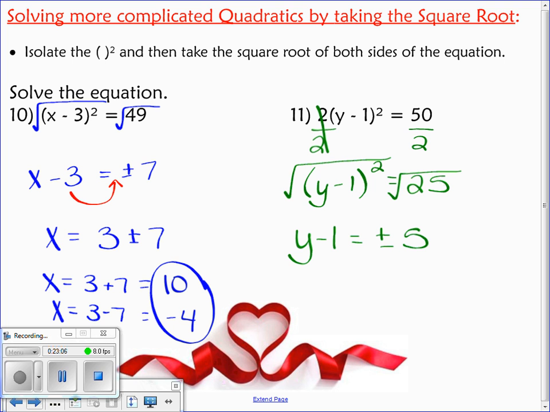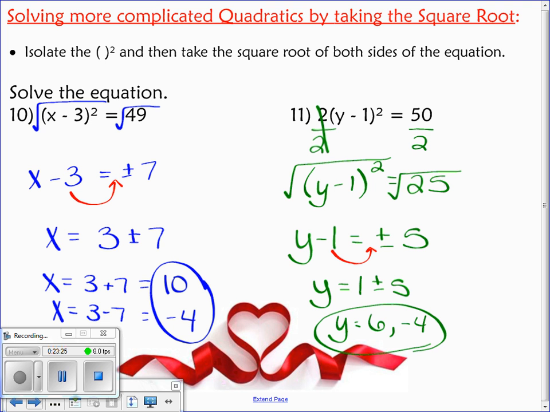Good. So then I want to go ahead. I need to get y by itself. We're going to add this to the other side. So we get positive 1 plus or minus 5. Very nice. 1 plus 5 is 6. 1 minus 5 is negative 4. If you would like to list them with a comma in between, please do. That's totally fine. If you want to write y equals 6, y equals negative 4, you can do that too. But I'm lazy. I don't want to write all that.